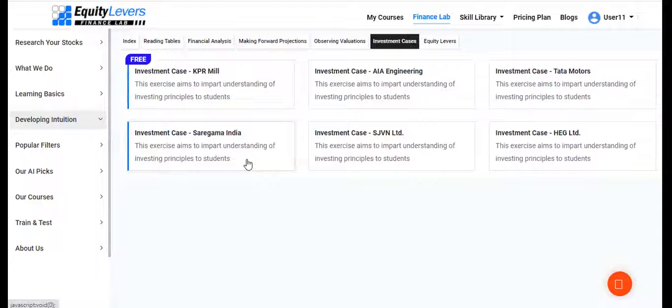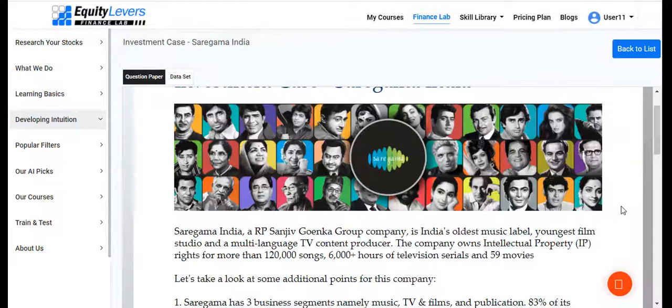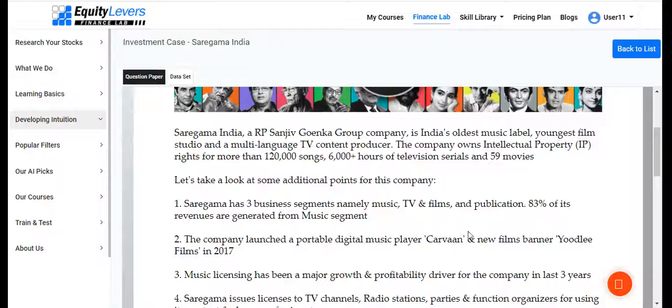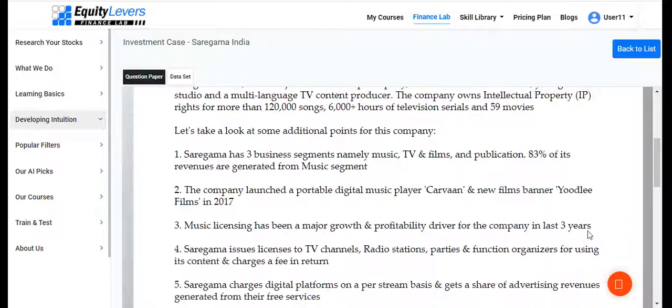Let's take an example of Saregama India. Saregama is India's oldest music label and youngest film studio, a multi-language TV content producer. The company has three business segments, namely music, TV and films, and publication. And out of that, 83% of its revenues are generated from the music segment.